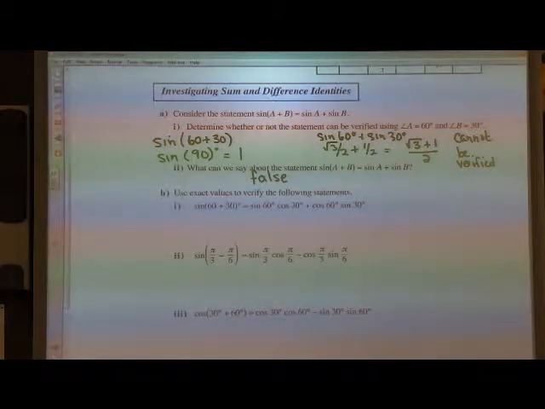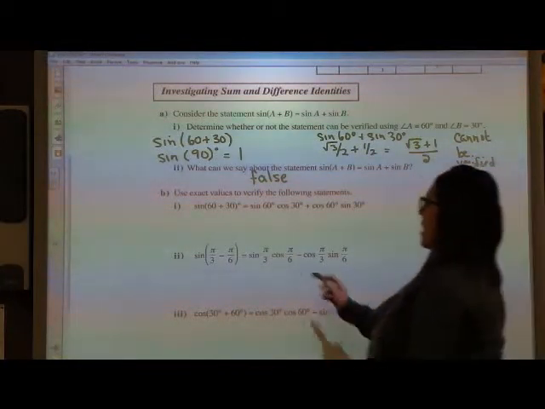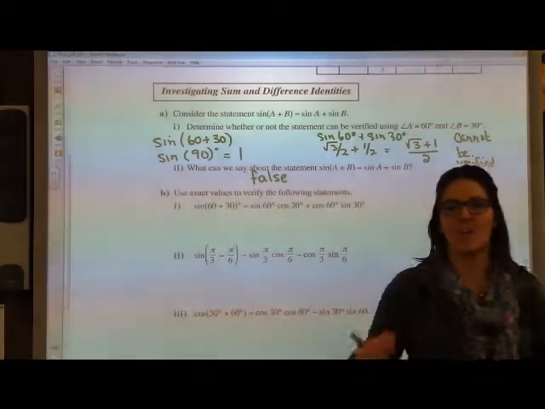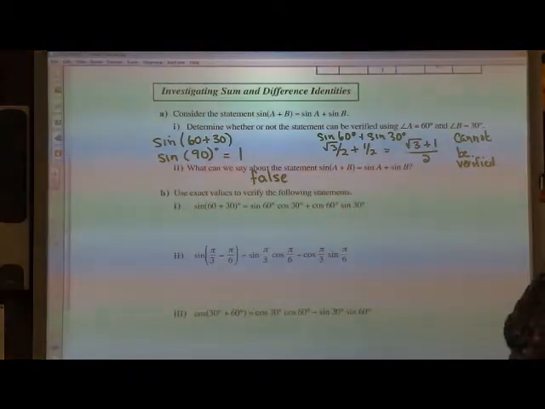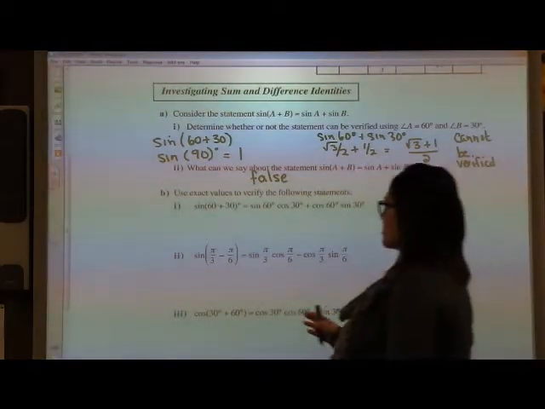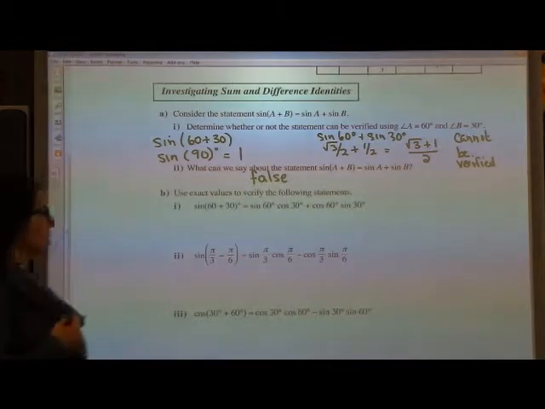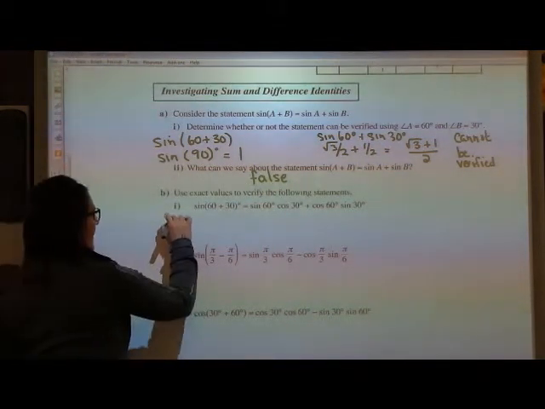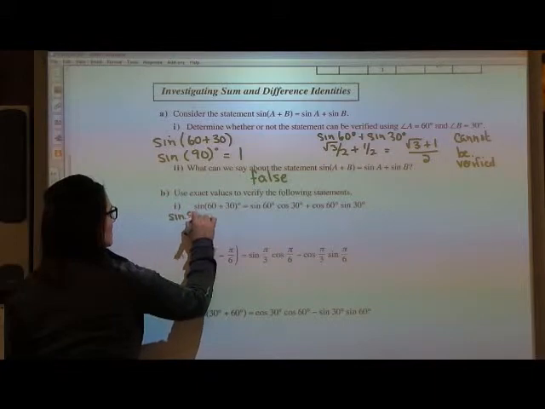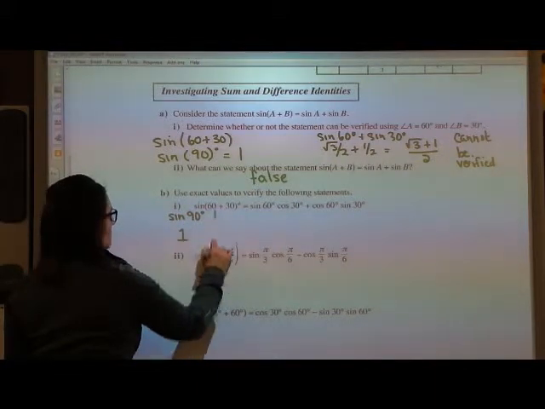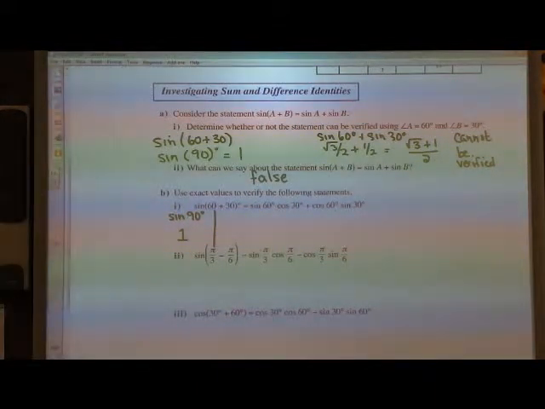Then what we are going to do is use exact values to verify the next 4 statements. And because it says to verify, the implication is that they are true. So with this first one, I've got sine 60 plus 30, which is sine 90, which is equal to 1. So that's on the left-hand side.